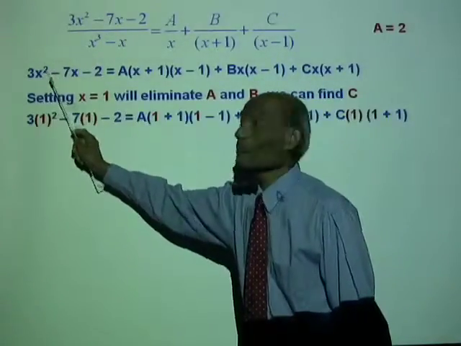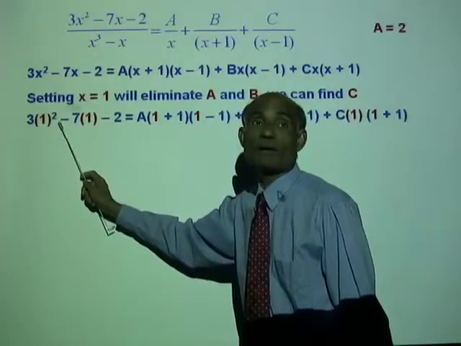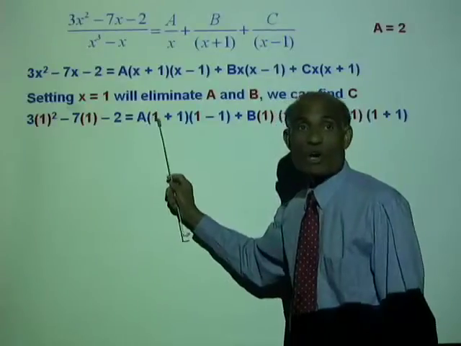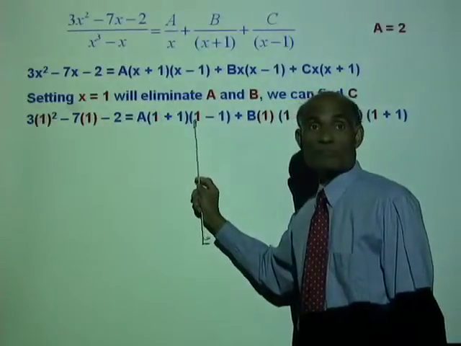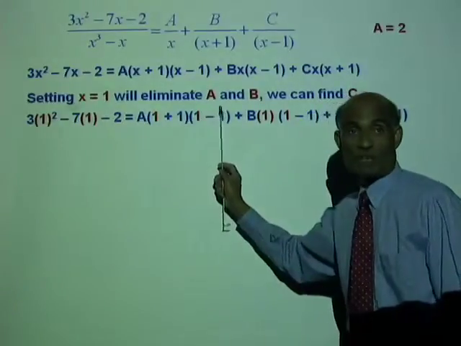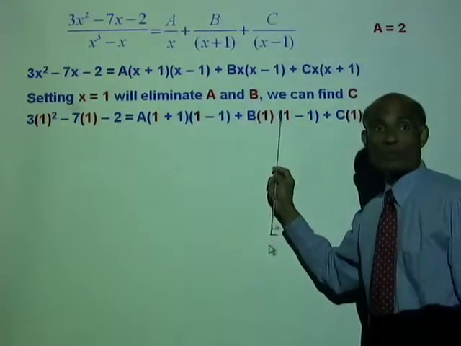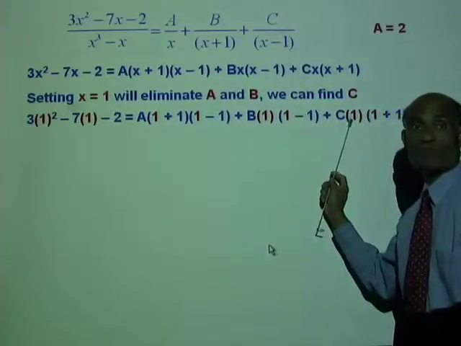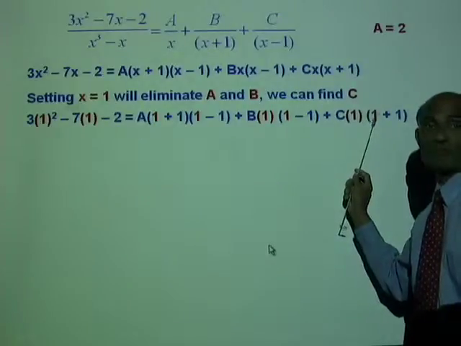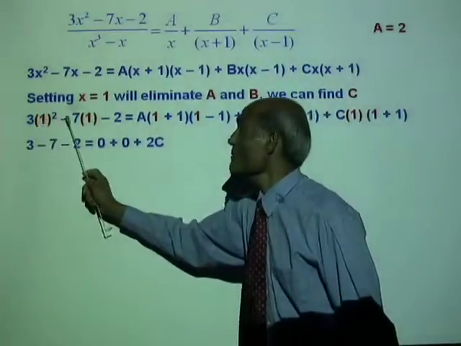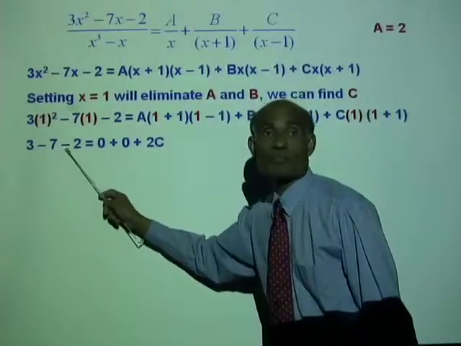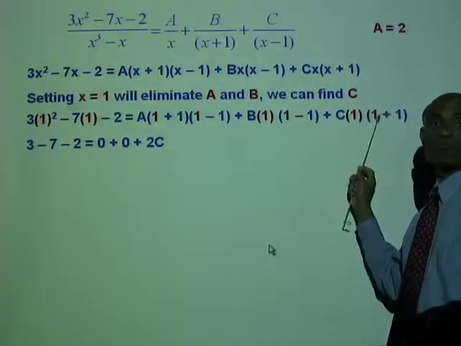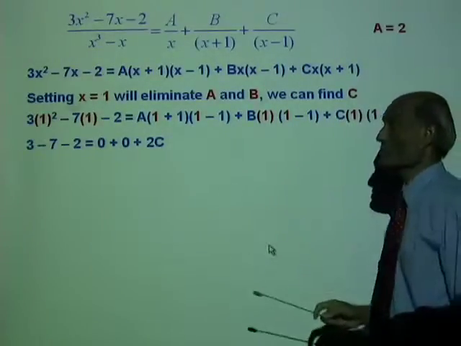So let's set x equal to 1. Replace all x by 1. 3 times 1 squared minus 7 times 1 minus 2 equal to A times 1 plus 1 times 1 minus 1. Is that right? That will go to 0. B times 1 minus 1 plus C times 1 plus 1. That will give me 3 minus 7 minus 2 on the left side. This is 0, this is 0, this is 1 plus 1 is 2 times C is 2C.